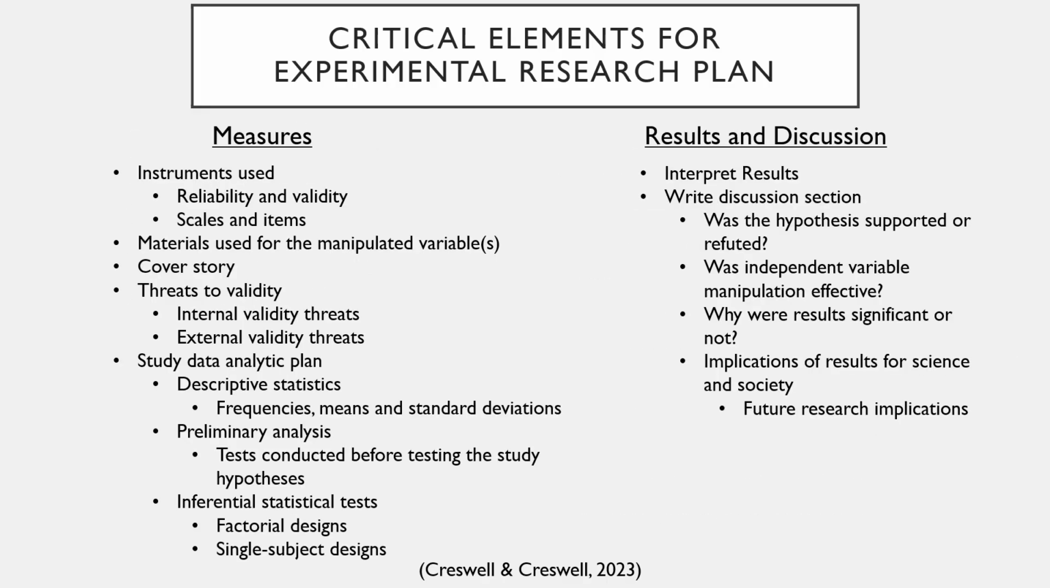The next elements of the experimental research plan would be the measures. So you want to include your instruments that you're using and the reliability and the validity of those, just like you did in the survey research plan, and include the scales and the items for the instruments. You also want to include the materials used for the manipulated variables, as well as a potential cover story if you're wanting to have one. This would potentially help keep participants blind, so it's sometimes a good idea to have a cover story for your experimental research plan. And then you want to move into your threats to validity.